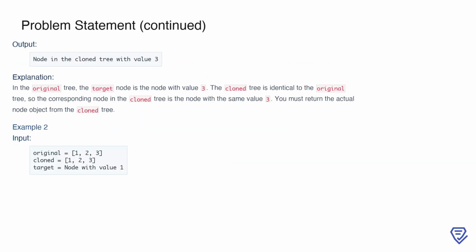For example, in the first scenario, the original tree is represented as 7, 4, 3, null, null, 6, 19, and the clone tree is an identical copy of this structure. The target node is the node with the value 3 in the original tree. The output in this case would be the node in the clone tree that also has the value 3. Since the two trees are identical, the position of the target node in the original tree directly corresponds to the position of the node in the clone tree with the same value. Your goal is to return this node object from the clone tree.